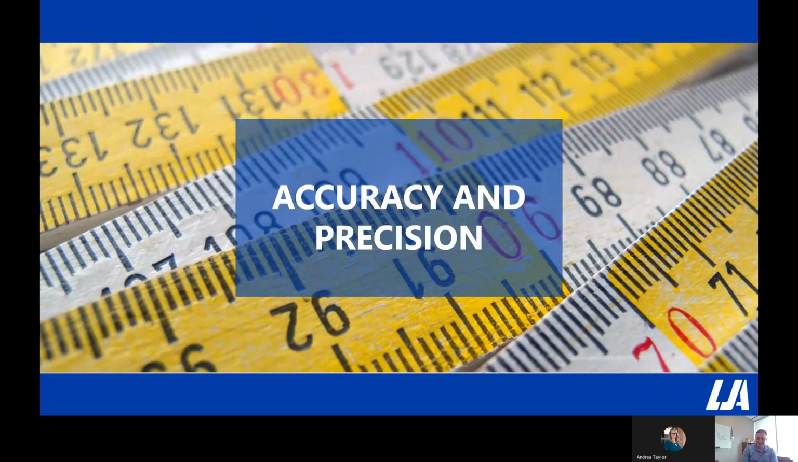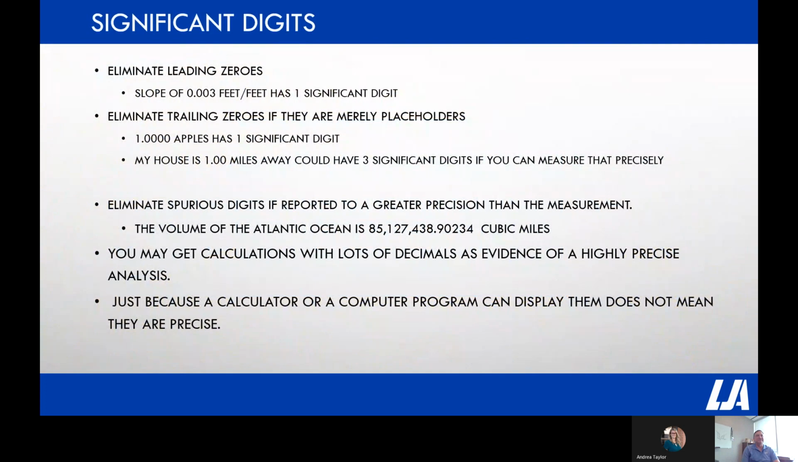Well, accuracy and precision. So I'm going to take you back to your high school days, probably either in math or your chemistry class, where you actually learned about significant digits. And again, a real quick review of that. When you're looking at significant digits, we remove leading zeros. So if somebody states that you have a slope of 0.003 feet per foot, that really only has one significant digit. And then you eliminate trailing zeros if they're merely just placeholders.